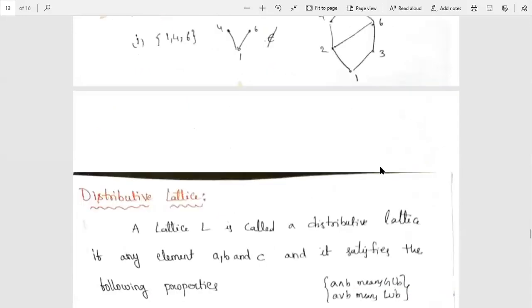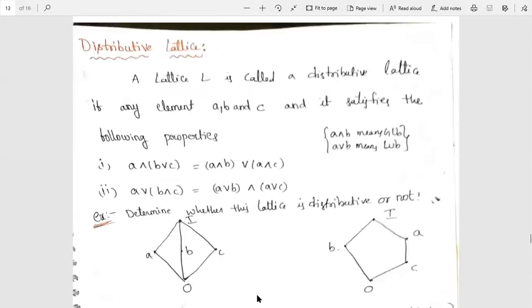So next definition, distributive lattice. A lattice L is called a distributive lattice if for any elements A, B, C, it satisfies the following properties. The properties are: A meet (B join C) is equal to (A meet B) join (A meet C).